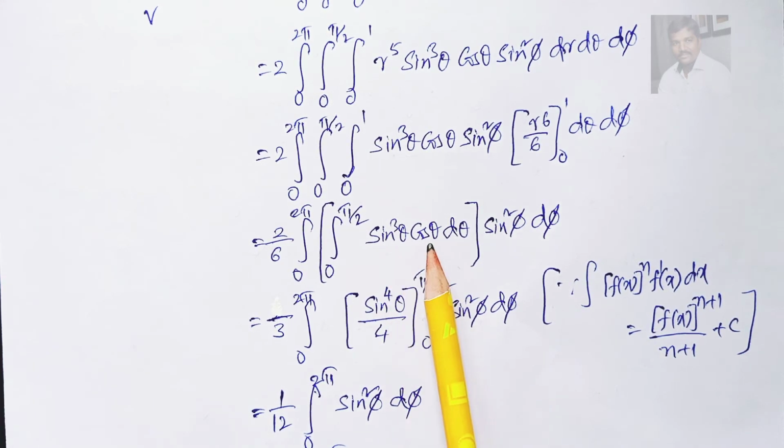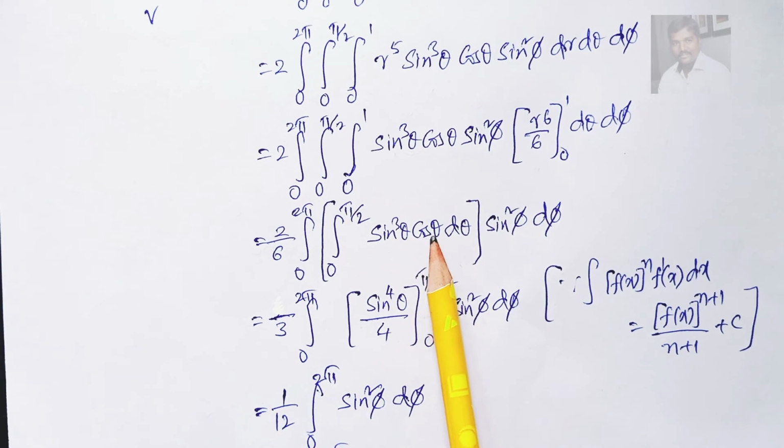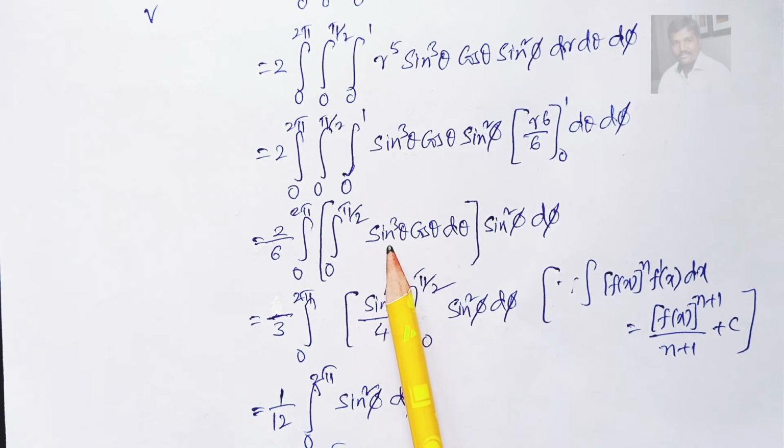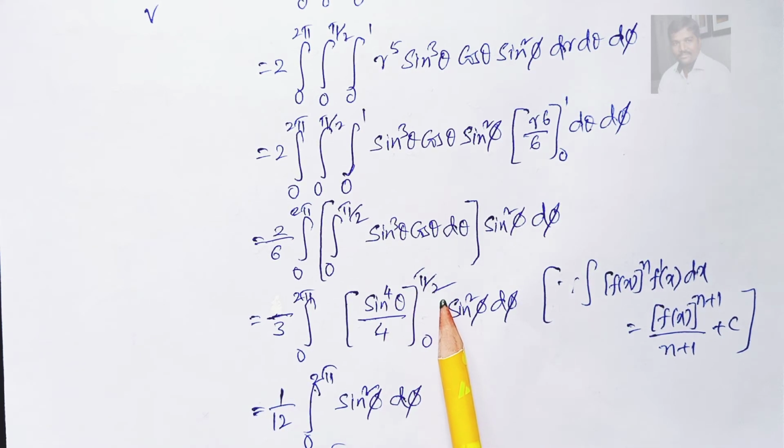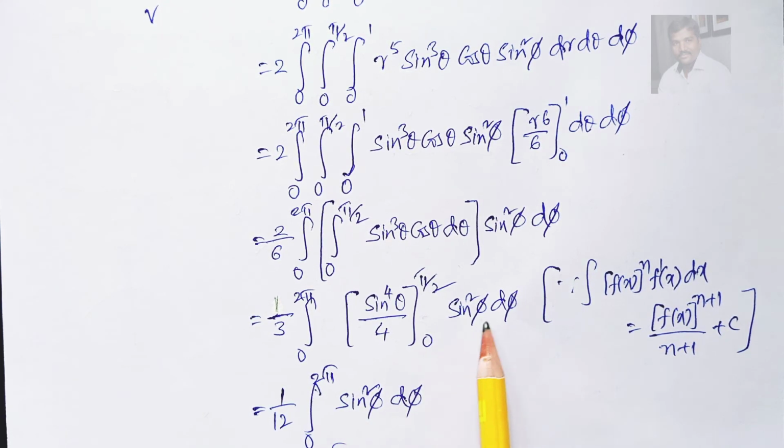So the derivative of sin theta is cos theta, which we already have. So this is f dash x, and this is f of x whole power n. So that is sin power 4 theta by 4, from 0 to pi by 2. Now taking the upper limit, sin pi by 2 gives 1 by 4. Take that 1 by 4 out here. So that is 1 by 3 times 1 by 4, it becomes 1 by 12, integral 0 to 2 pi sin square phi d phi.